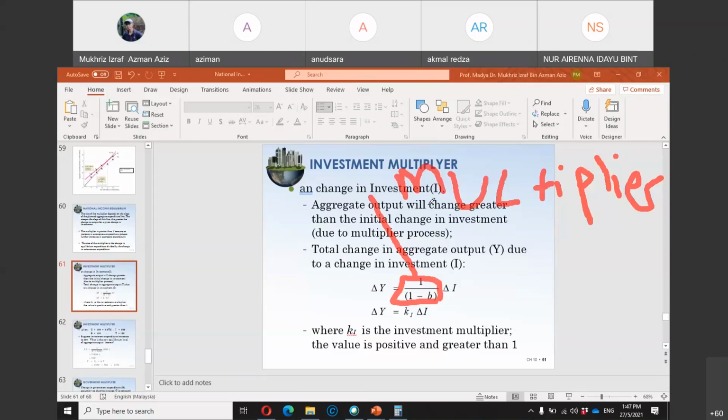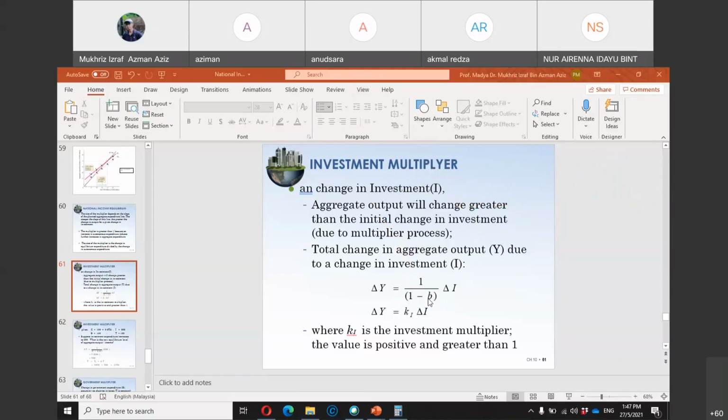Whenever you see the word multiplier, you need to know which component in the formula represents the multiplier value. For the investment multiplier and also the government expenditure multiplier, this part here, 1 divided by 1 minus b, is the multiplier value.